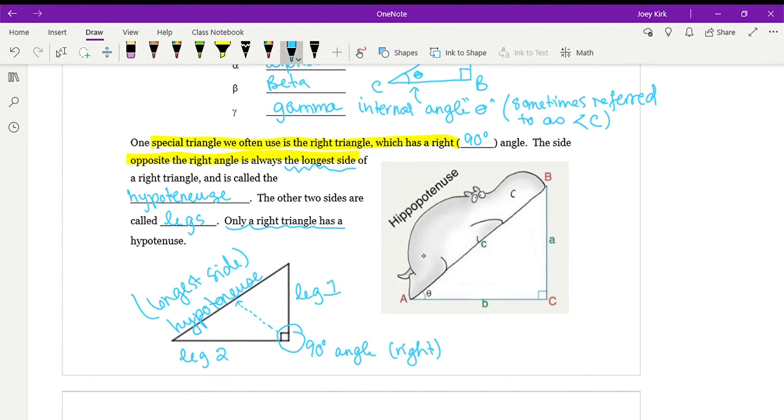So just make sure you're always looking and making sure the hypotenuse, that's not how we spell it, and I even mess it up all the time, the hypotenuse is always across from the right angle.